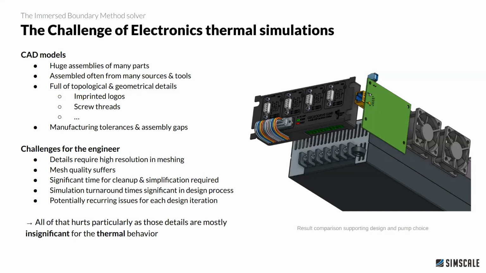Often the models are also very detailed, so topological and geometrical details, where geometrical details, for example, would be screw threads, cables, etc., while topological details would be, for example, logo imprints, as you can see again on the right-hand side, that are just face imprints that in a body-fitted kind of meshing would need to get resolved, as the mesher does not understand what's really important or not important for the objective that you're following with your simulation.